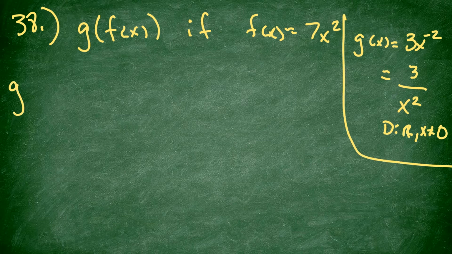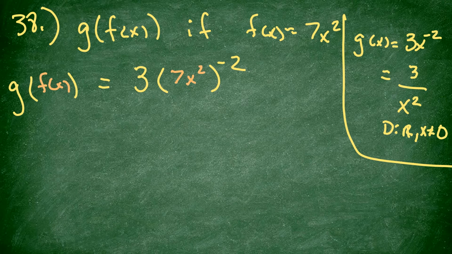So when I do this problem, I start off with g of big old blank space. So I put 3 of big old blank space, negative 2. Right? Now I'm going to put in f of x. So I could either write f of x in here, but I'm just going to take 7x squared and write it there. All right? So now I'm just going to distribute the negative 2 to both of them.